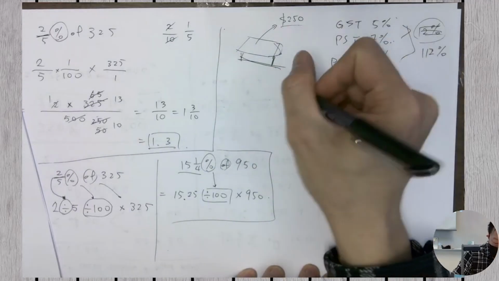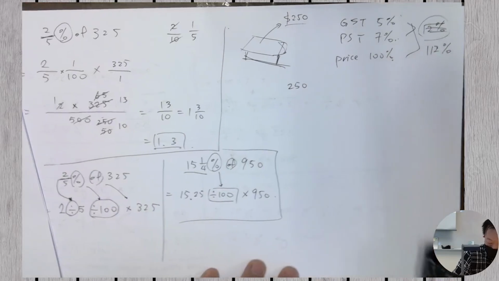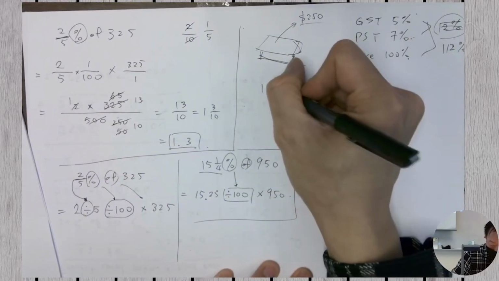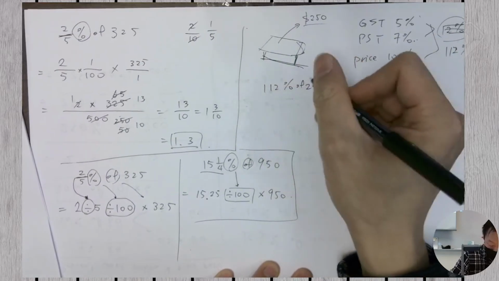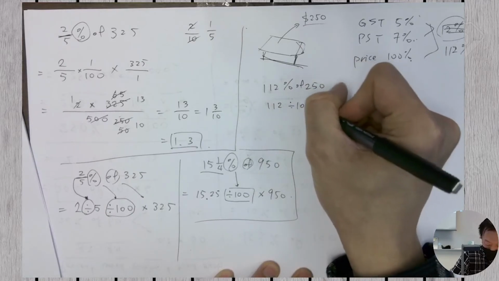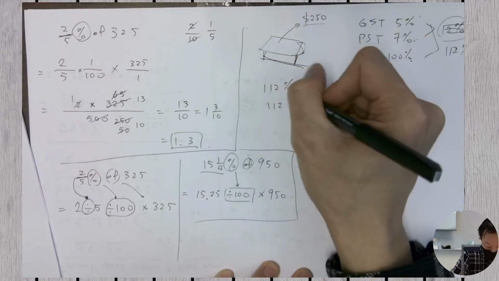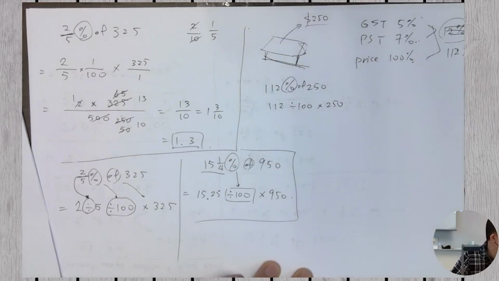And then you would take 250. You know you're paying 112% of 250. Therefore, you just say 112 divided by 100. That's percent, right? Of means times 250, punching in the calculator, done.